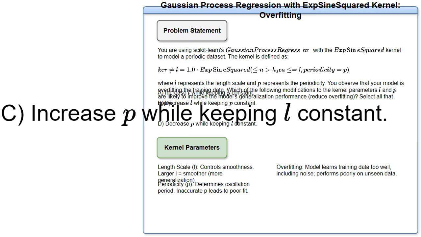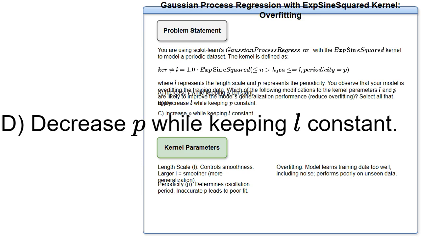I can increase the periodicity, P, possibly improving the model if the current periodicity is underestimated. It's a less reliable method compared to increasing the length scale, L, for overfitting. Decreasing the periodicity, P, is likely to make the overfitting worse, as it introduces higher frequency components.